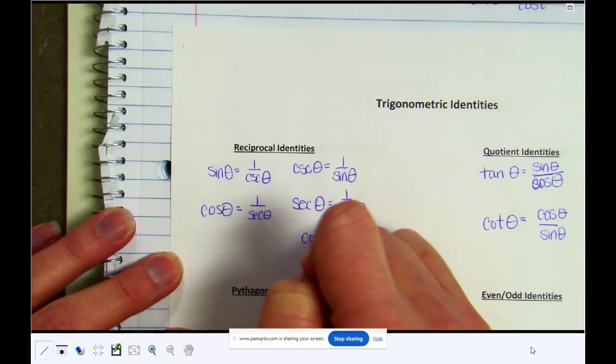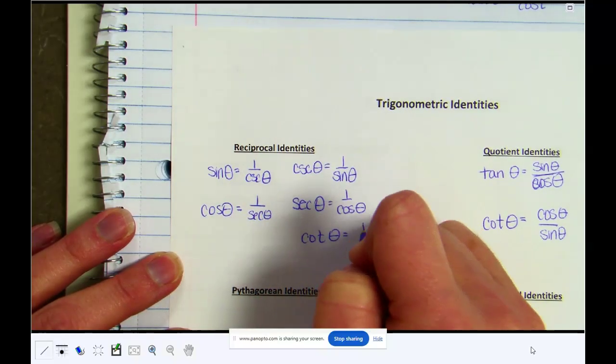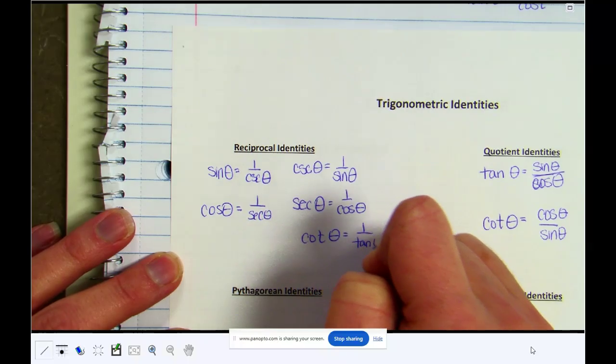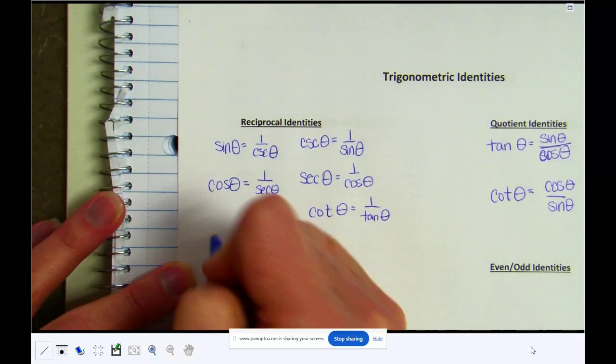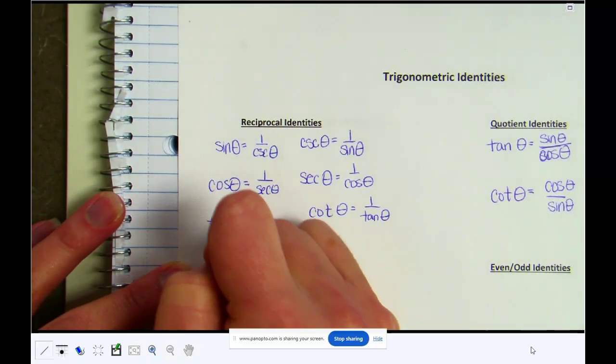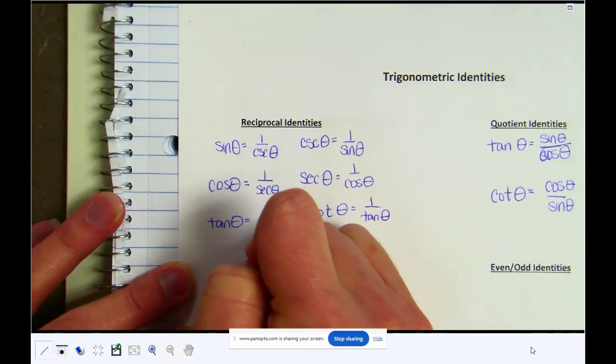Now, we're doing reciprocals. Cotangent is the reciprocal of tangent. Okay. And then tangent is 1 over cotangent.